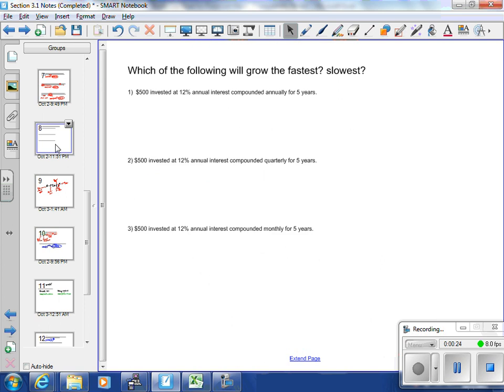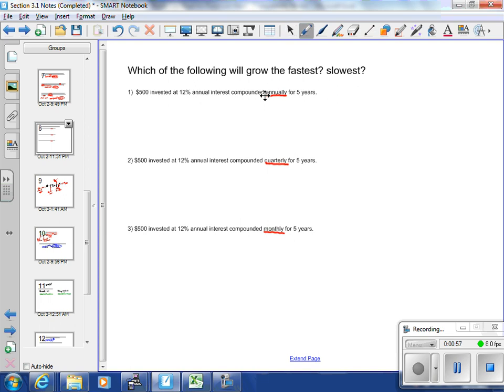So to follow up on that, I want to give a question here. These three scenarios all involve a starting dollar amount of $500 and an annual interest rate of 12%. What's being changed, however, is how we're compounding it. The first one, we're going to compound annually. The second one gets compounded quarterly. The third one gets compounded monthly. So the question is, which one of these will grow the fastest? Which one will grow the slowest? Feel free to pause the video and resume after you have an answer.